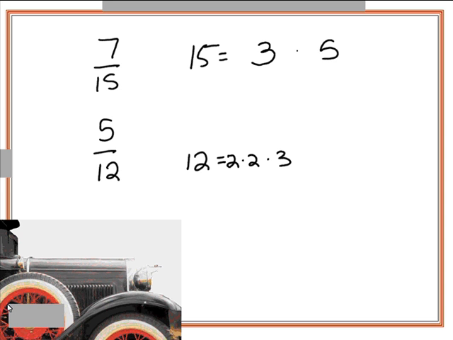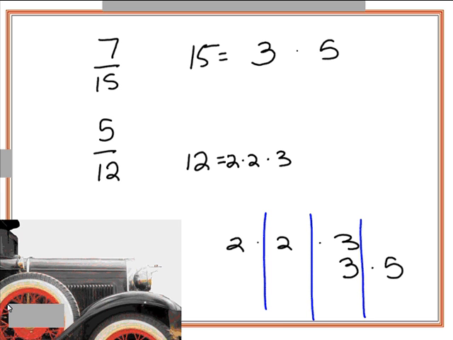Well, one way to find a common denominator is to write these two numbers above each other. So the 12 is 2 times 2 times 3. And the 15, because it has a 3, I'm going to write it in the same column with the 3. And then I'll write the 5 after it. And my least common denominator is going to be 2 times 2 times 3 times 5. So that is a 4 times a 15 or a 60.